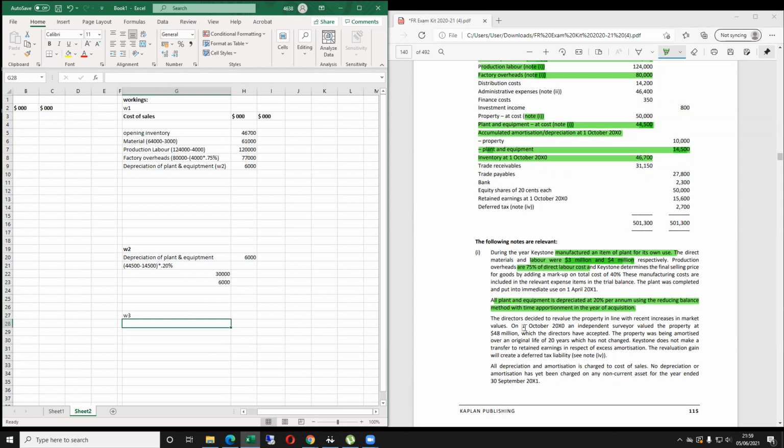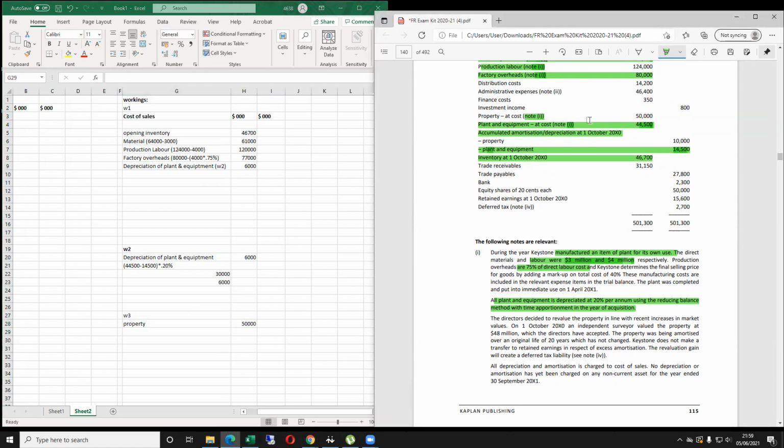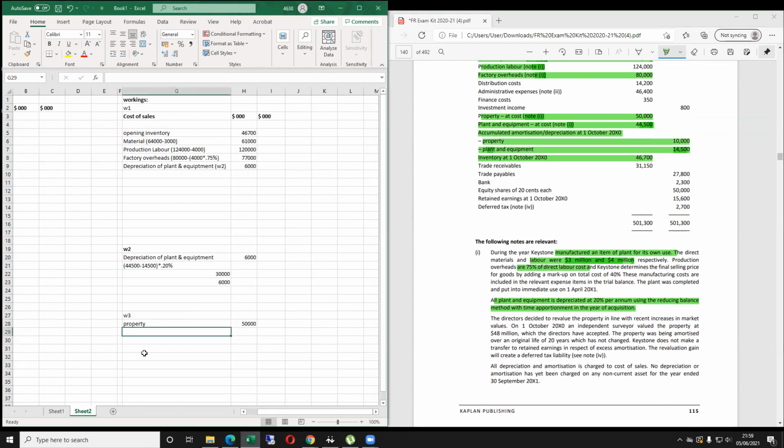Now working 3. We can write regarding property. Property at cost was 50,000, as per the trial balance. Then we'll see the accumulated depreciation. Always less accumulated depreciation: minus 10,000. So it means the carrying value is 40,000.